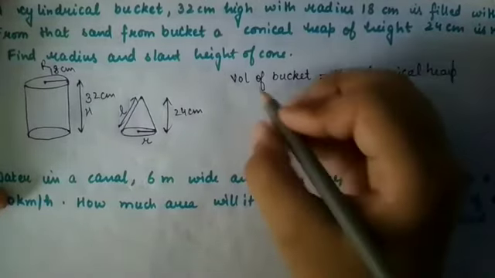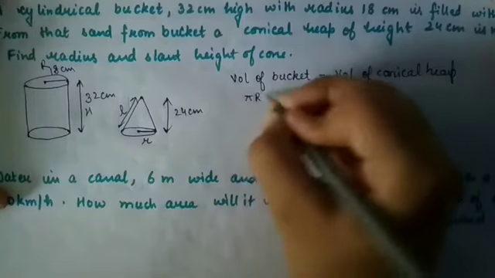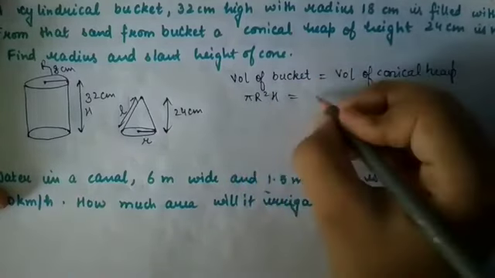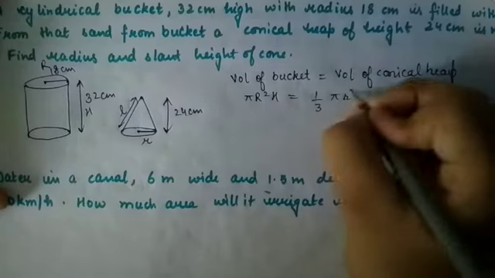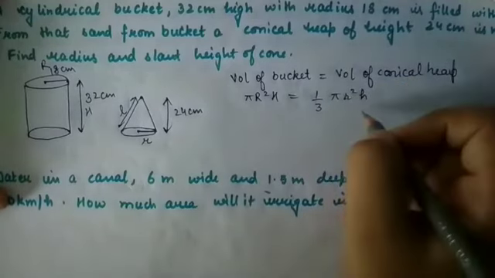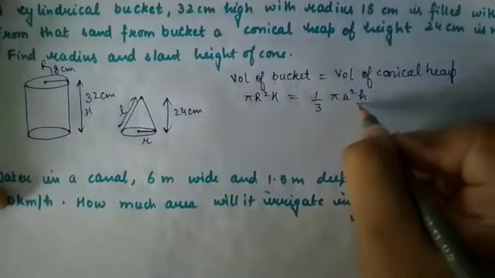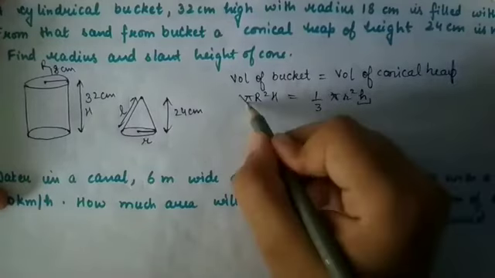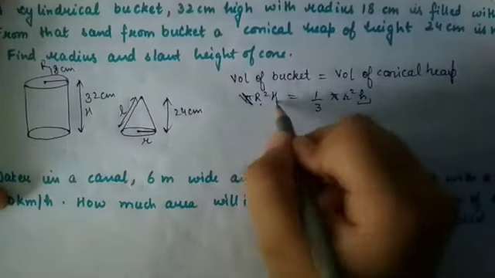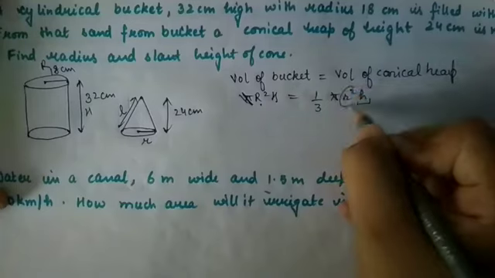So what is the volume of cylinder? It is pi r square h, and volume of cone is 1 by 3 pi r square h. So from this equation you have the value of small h, pi will be cancelled, you have capital R and capital H. So you can find the value of R from here.